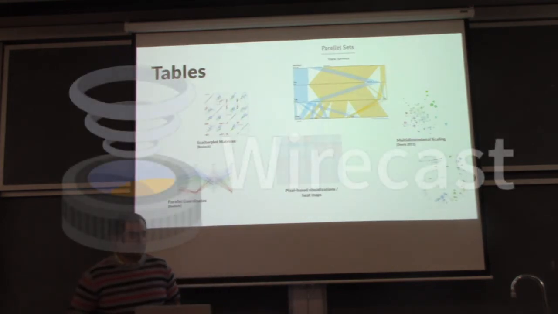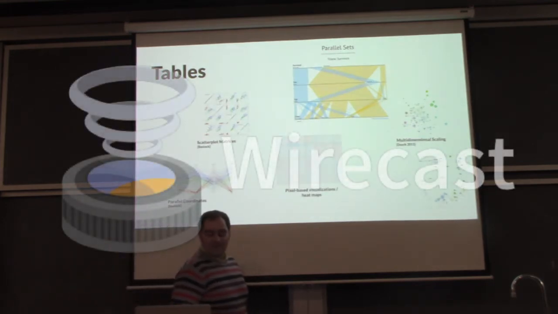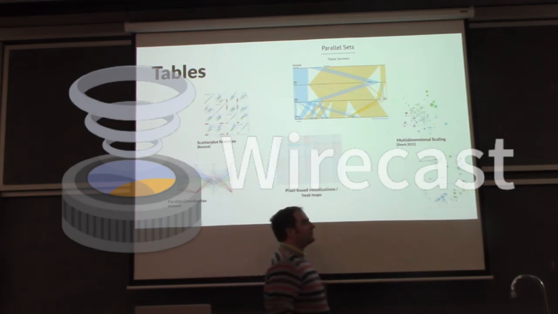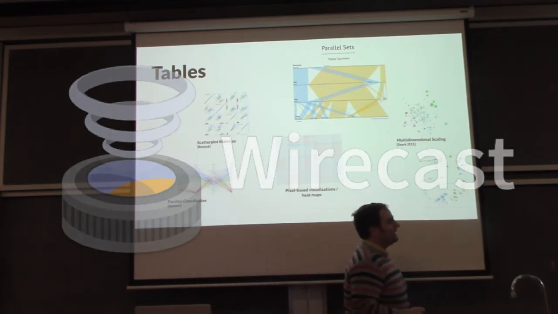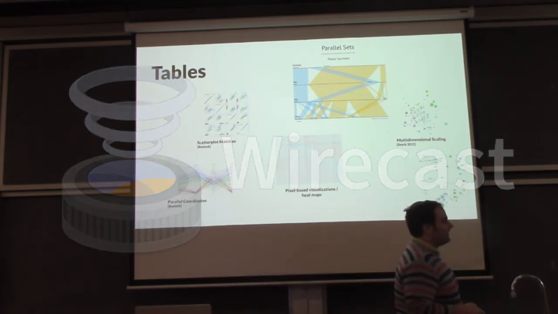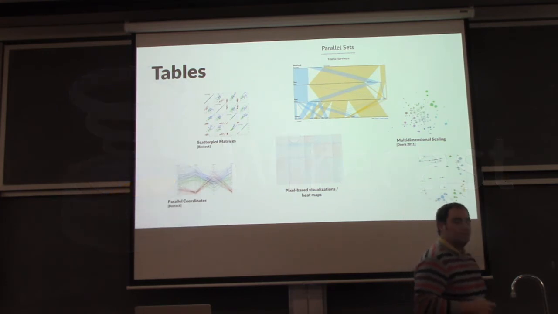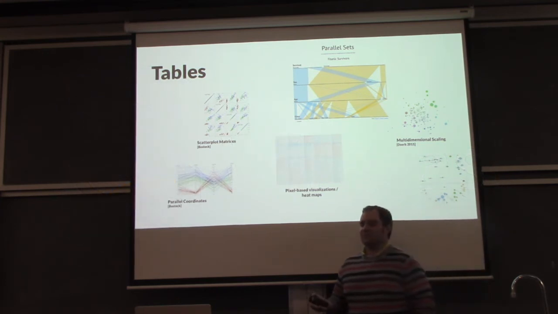We had 2 lectures on tables, and I think tables are pretty straightforward. We talked about scatterplot matrices, about parallel coordinates, about pixel-based visualization. What is important when we deal with pixel-based visualization?